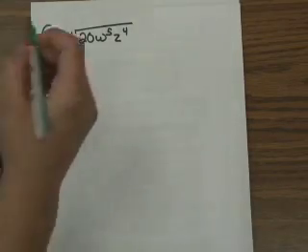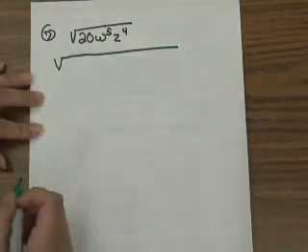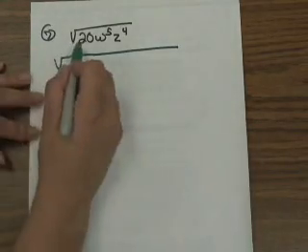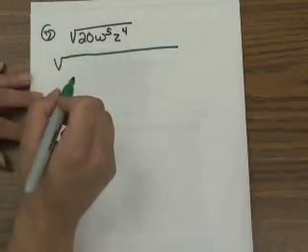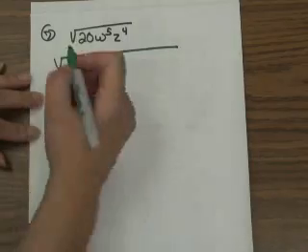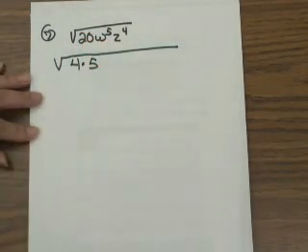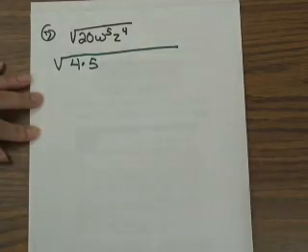Let's look at the number 20. Can I find the square root of 20? No, I can't. But the number 20 has factors, at least one of which I can find the square root of. So some factors of 20 include 4 times 5, which 4 is the one that I'm actually going to find the square root of.